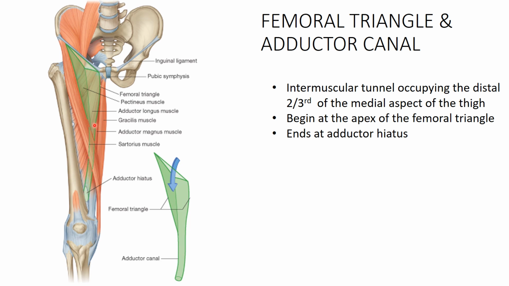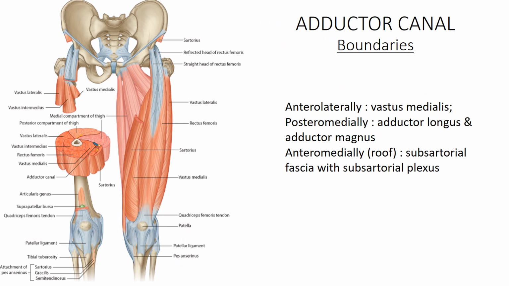So its beginning is at the apex of the femoral triangle, and its termination is at the distal attachment of the adductor magnus, which forms an adductor hiatus here. So this adductor hiatus is the termination. It ends at the adductor hiatus. Now these are the boundaries of the adductor canal. This is the adductor canal. Here it is shown.